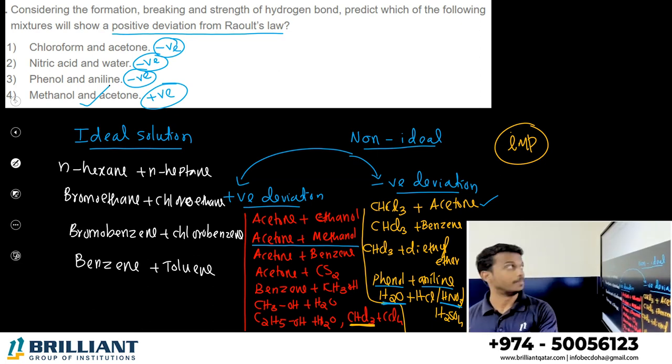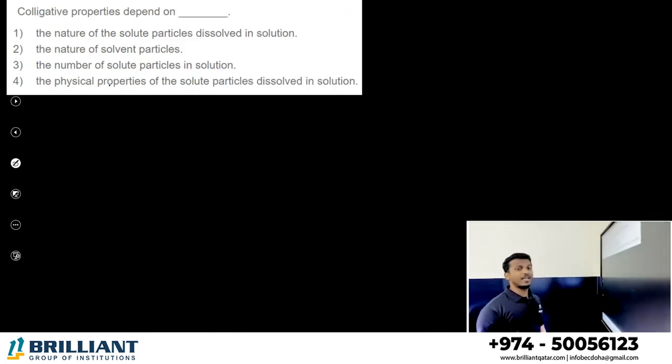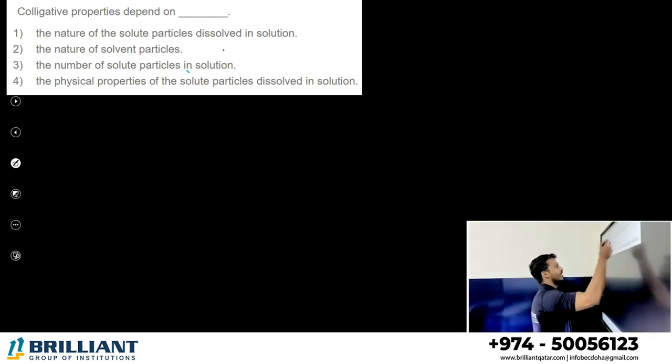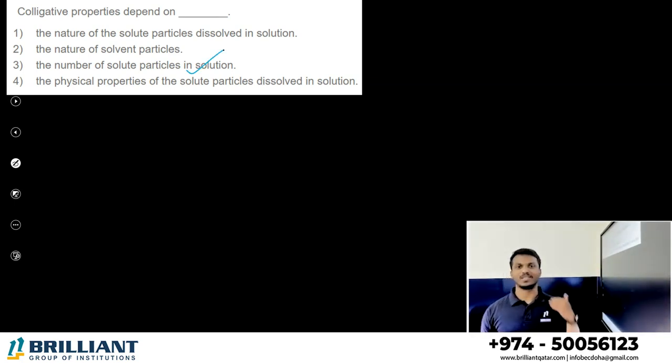Okay, next question. Colligative properties depend upon what? We studied 4 colligative properties in the chapter: relative lowering of vapor pressure, depression in freezing point, elevation in boiling point, and osmotic pressure. So a colligative property depends only on the number of solute particles in the system, not on the nature of the particle. That is option C, the number of solute particles in the solution. As the number of solute particles increases, the colligative property increases.